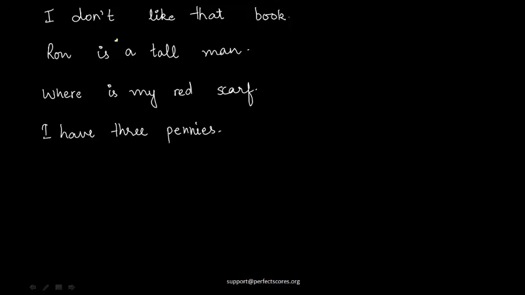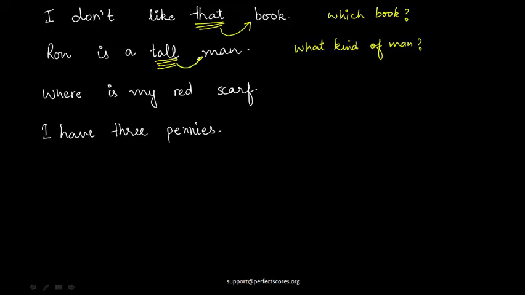So the first sentence, I don't like that book. If someone asks you which book you don't like, you're going to answer, I don't like that book. So that is describing the book. So that is the adjective. The second sentence, Ron is a tall man. So you're asking, what kind of a man is Ron? And your answer is, he's a tall man. So tall is describing man. So tall is the adjective. And let me just put arrows over here to make it easier to understand.